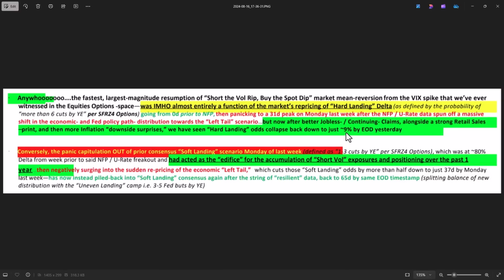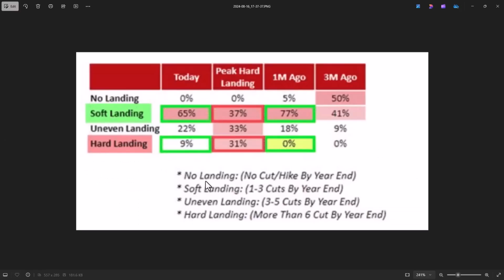Right? So this was a massive shift that happened in a very short period of time, and it happened because of the economic data that came out. Conversely, the panic capitulation out of the prior consensus soft landing last week, 3 cuts by year end, which was at 80% prior to the non-farm payrolls. Okay, so you understand how we were leaning one way or another. We were at 80% towards a soft landing, and then we saw that shift drastically after the non-farm payrolls. Now, I know that might be a little more esoteric, but just understand where we're going with this.